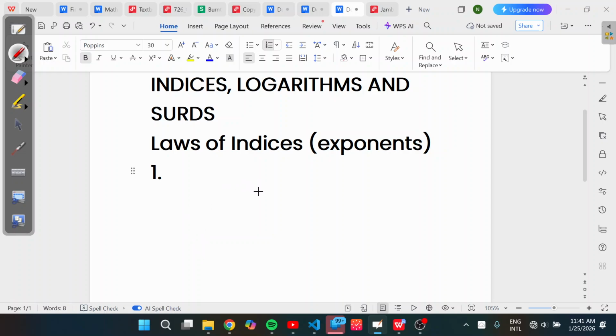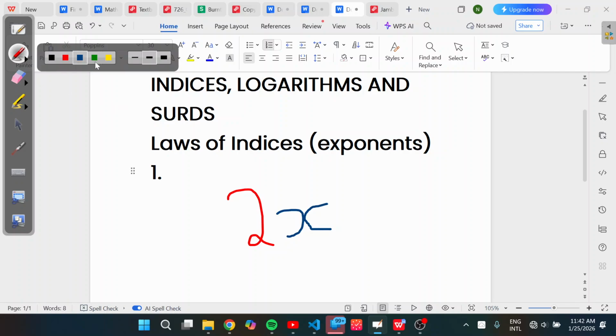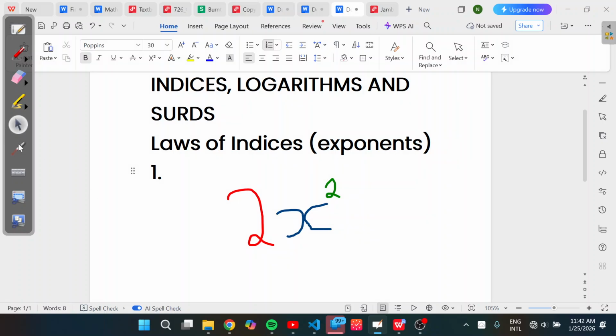So imagine you have something like this: 2x squared, and let me use different colors. First one, 2, second column. When you see something like this, this is what we call a term. Altogether, 2x² is called a term.